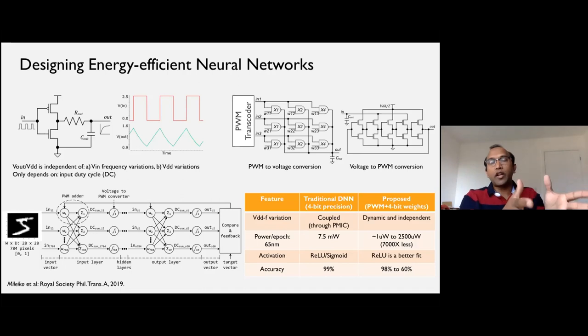You don't need to do that here, because the arithmetic is happening right in the mixed signal or analog domain. So it is dynamic in terms of the voltage and frequency variations. It is also incredibly power efficient. As you can see, the traditional deep neural network will typically have an energy consumption in the order of 7.5 milliwatts, and here we have a sweep from 1 microwatt all the way to something like 2,500 microwatts altogether. That's almost 7,000 times less.